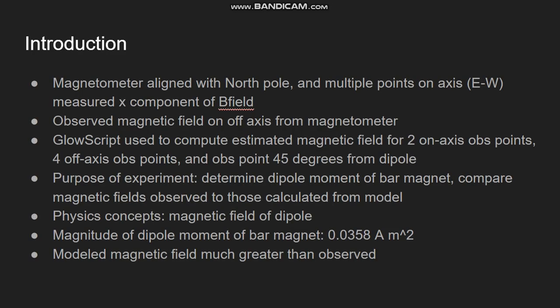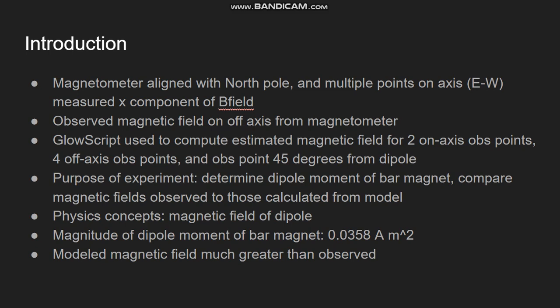Lab 2, Magnetic Field of a Bar Magnet. Introduction. This experiment involved a bar magnet and a magnetometer in our phone to measure a magnetic field. We observed the B field on axis and off axis from the bar magnet that acted as a dipole. GlowScript was used to model points on and off axis from the dipole.